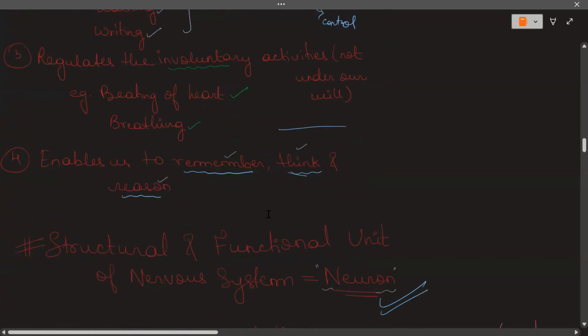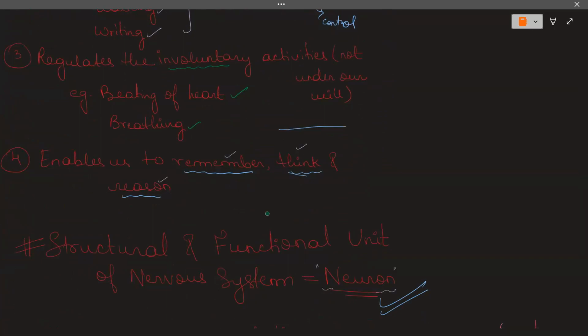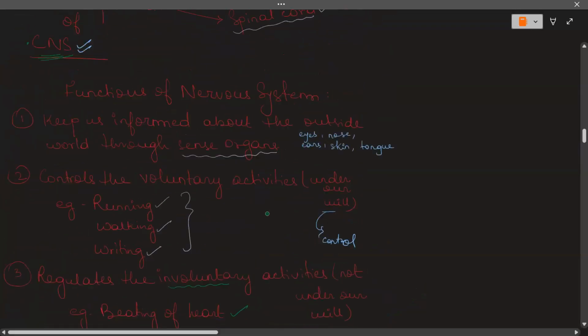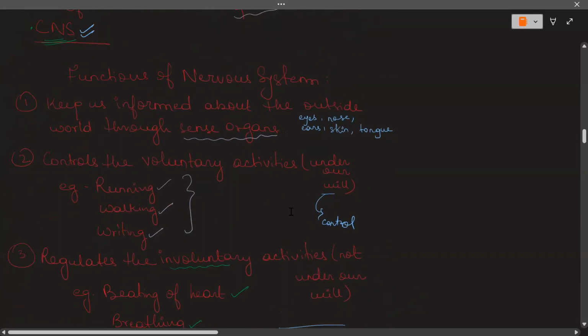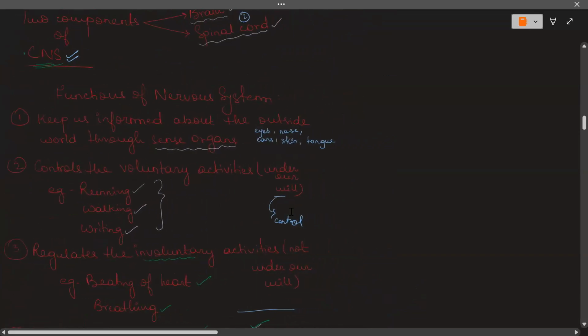And the last thing is that the central nervous system, or our nervous system in general, helps us to remember, it helps us to think, and it helps us to reason. All of these are the most important functions of the nervous system. Any doubts up until now? No, ma'am.